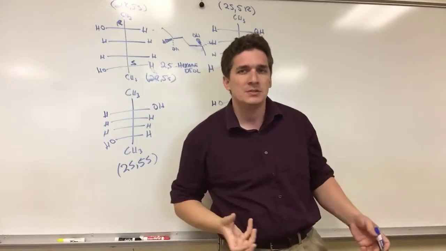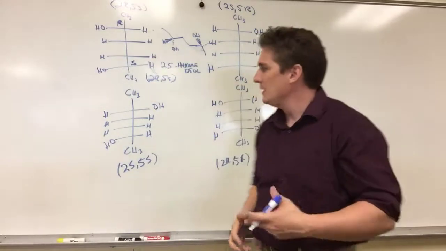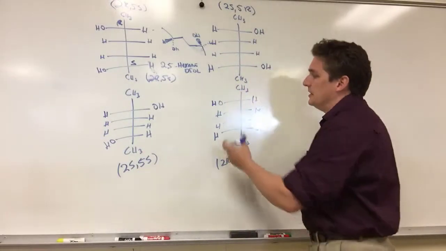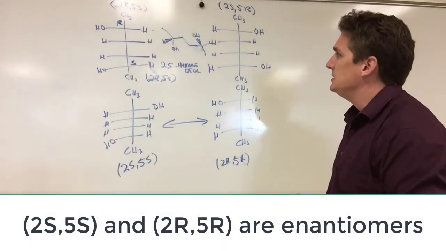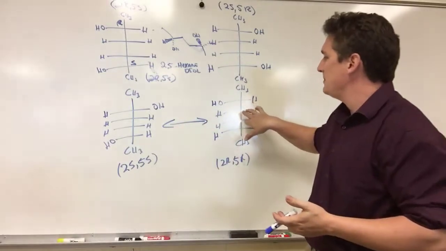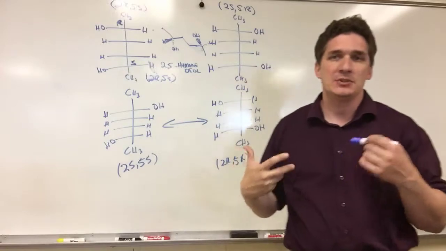Are all of these truly enantiomers and diastereomers? Well, here's the weird thing. So if I look at the 2S and the 5S and the 2R and the 5R, these are truly enantiomers. And the reason that they're enantiomers is that if I were to take this mirror image, I can't possibly rotate along a chiral center to recover the starting molecule.